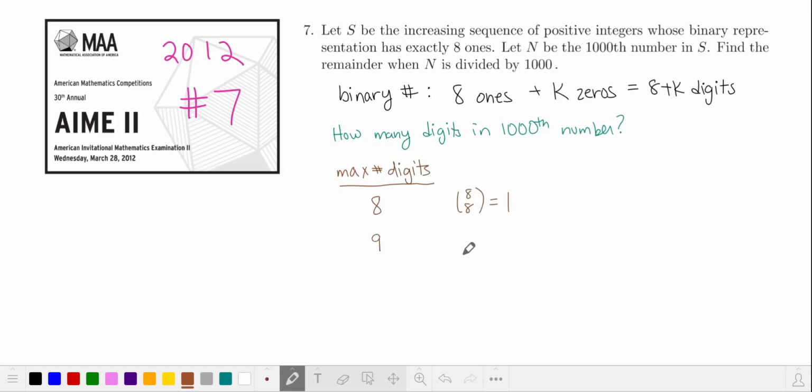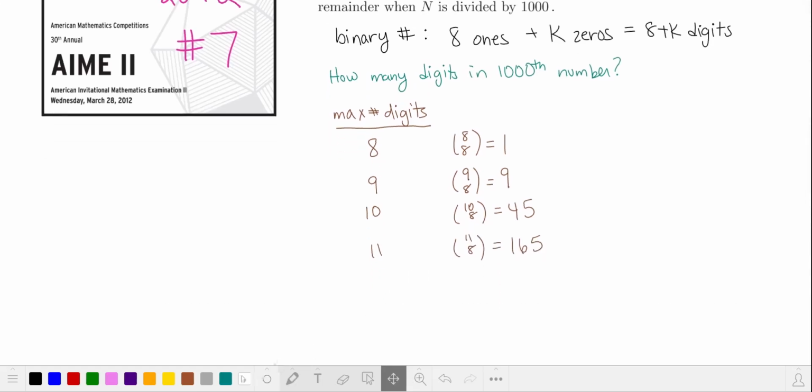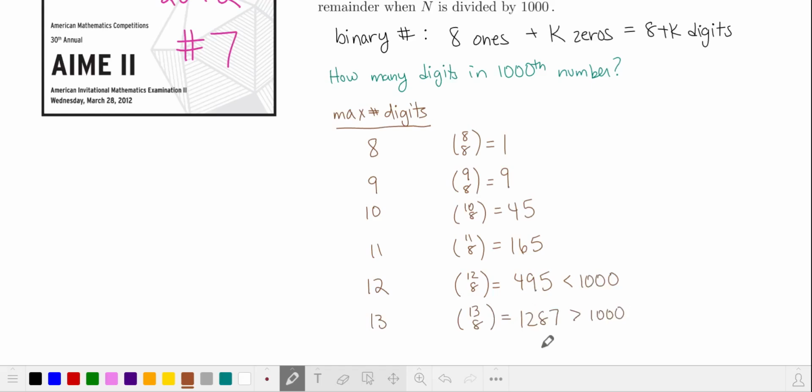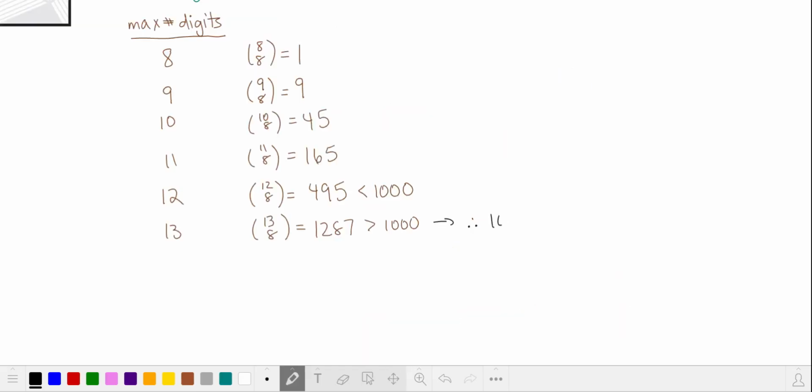If it has at most 9 digits, that's going to be 9 different binary numbers. If at most it has 10 digits, that's 45 different numbers. If the maximum is 11 digits, it'll be the 106th number in our sequence. With 12 digits, that's 495 numbers. And at 13 digits, we have over 1,000 numbers. This means that the 1000th number is 13 digits.